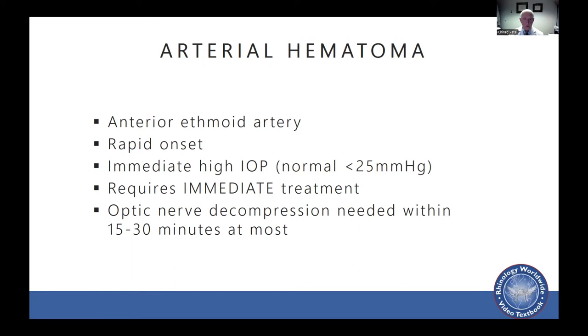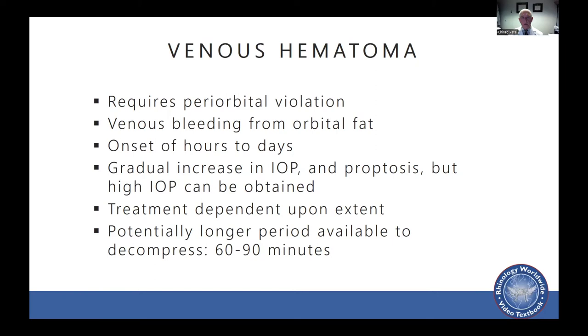Venous hematoma is a result of venous injury of the bleeders in the orbit and orbital fat. This is something that can occur from an onset of hours to days. It gradually increases the intraorbital pressure and proptosis, but high pressures can be obtained. This is typically a patient who's in the recovery room and may have a little bit of ecchymosis, but goes home, and all of a sudden their lid is swollen, and there's a problem with vision.